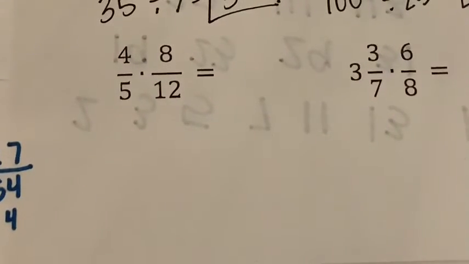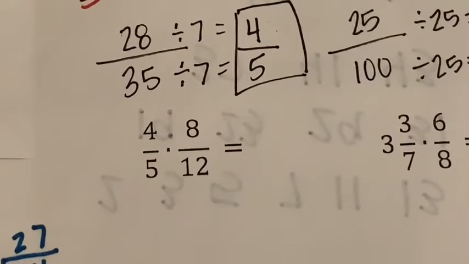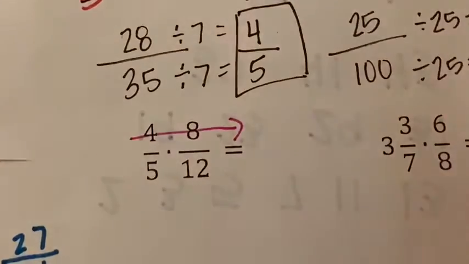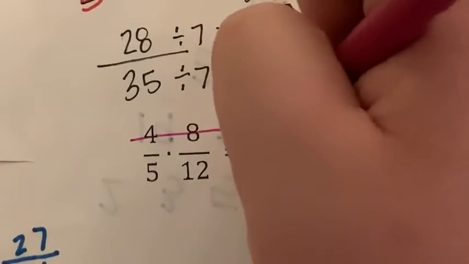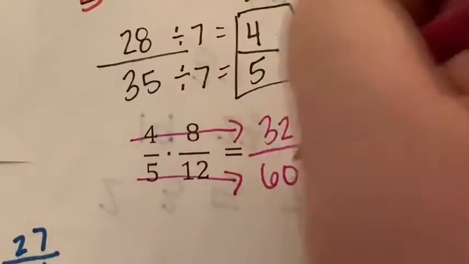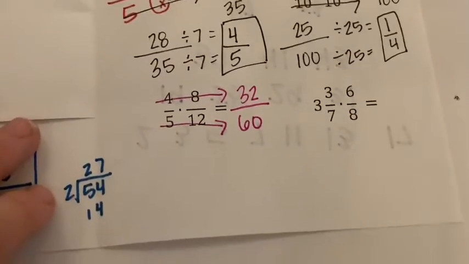Okay. 4/5 times 8/12. Or 4 over 5 times 8 over 12. 4 times 8 is 32. And 5 times 12 is 60. And are they both divisible by anything? 2. They are even numbers.